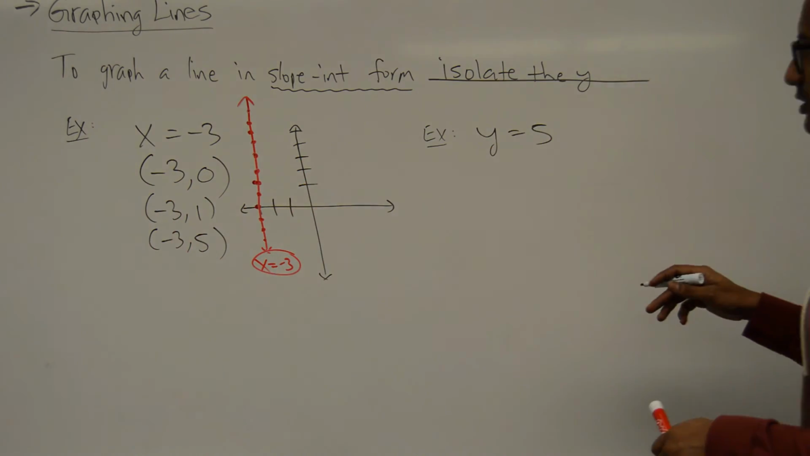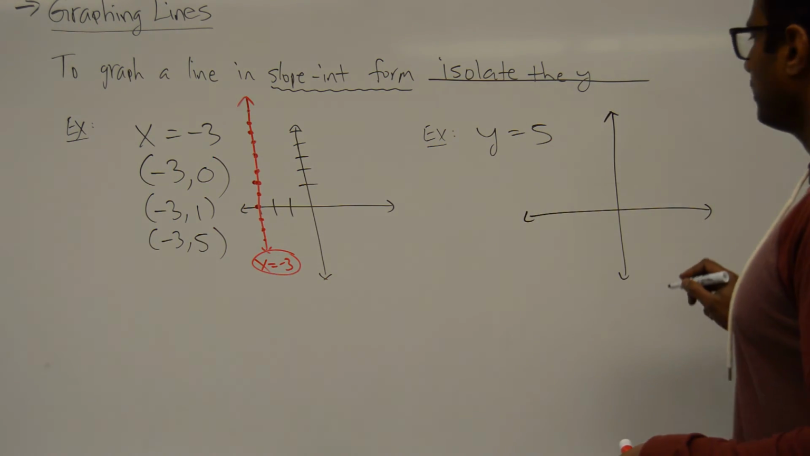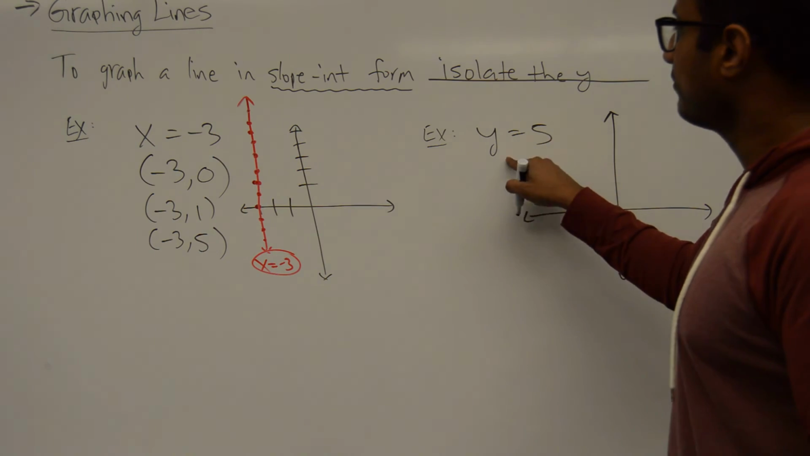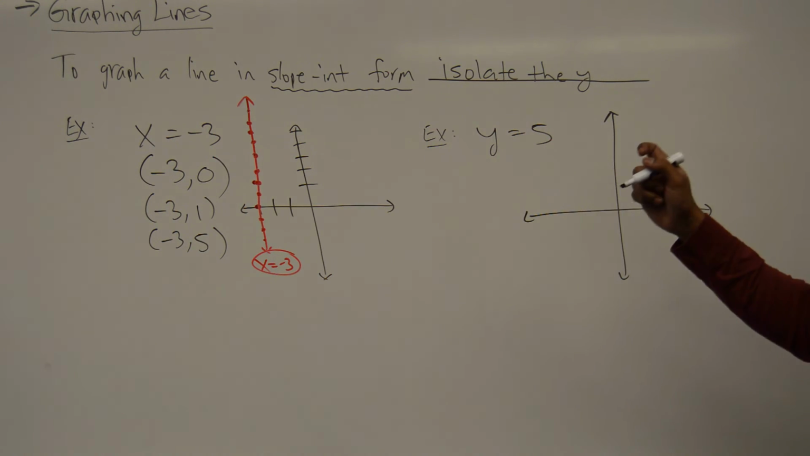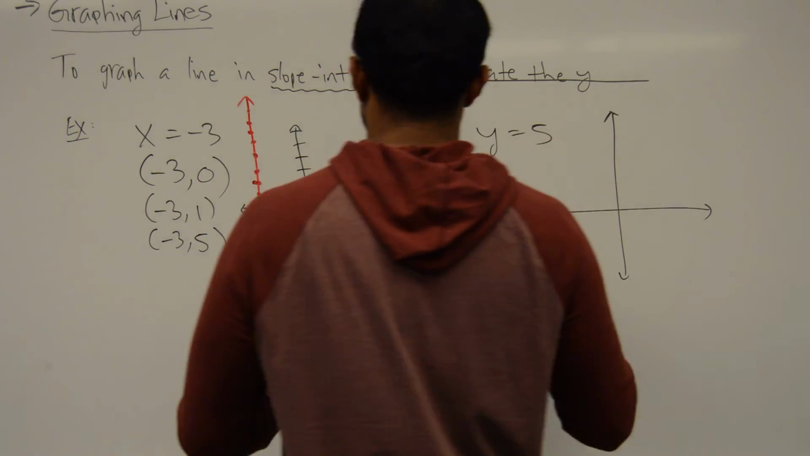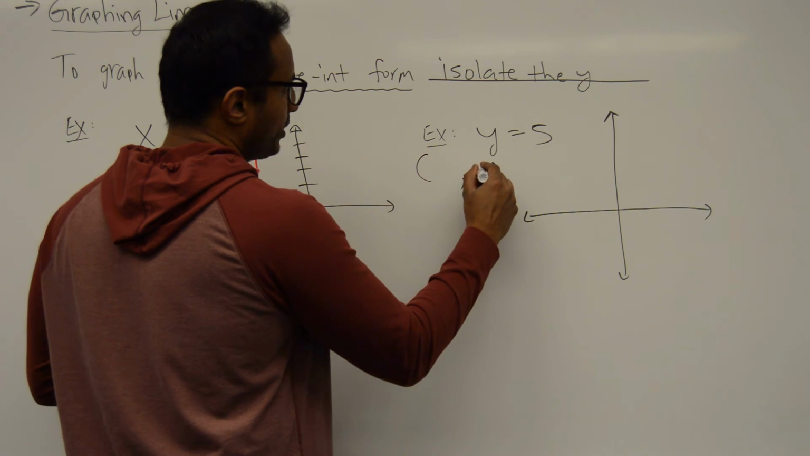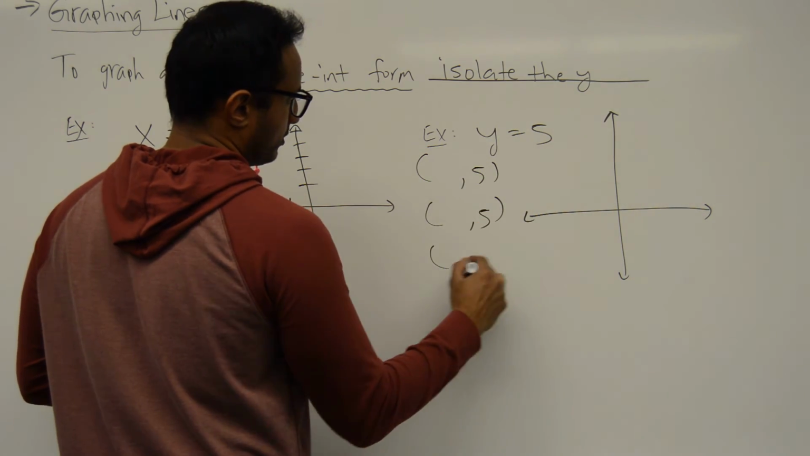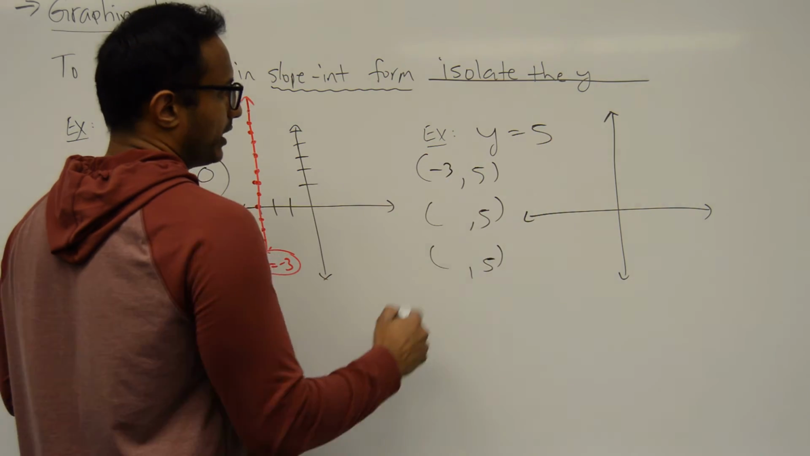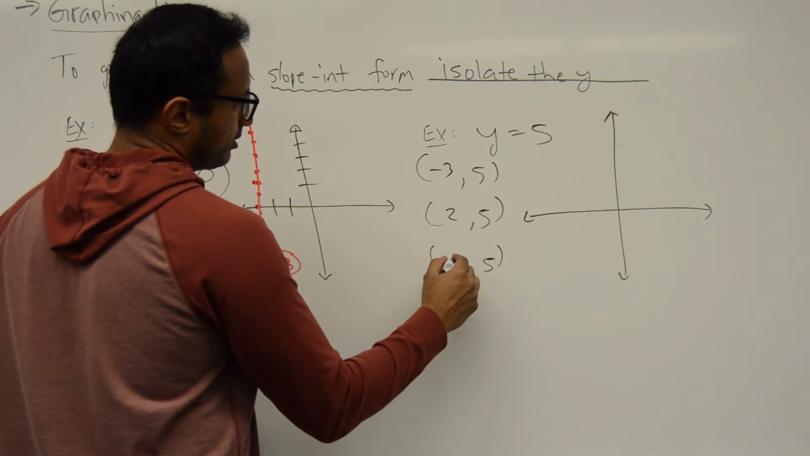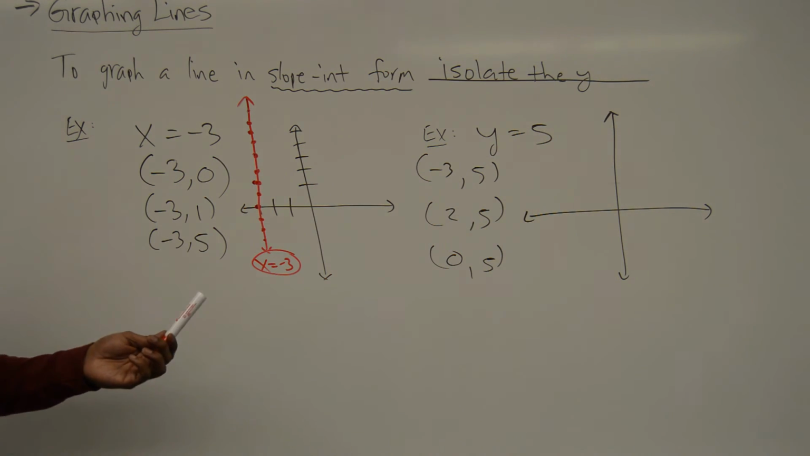Okay, so what about this one? Got my coordinate plane. Y equals 5 means the value of y is fixed. Y is always going to be 5, regardless of what the x is. So it's the exact opposite of this problem. The y value has to be 5. Okay? It doesn't matter what the x is. The x could be -3, the x could be +2, the x could be 0. It doesn't matter. But the y value is fixed at 5.